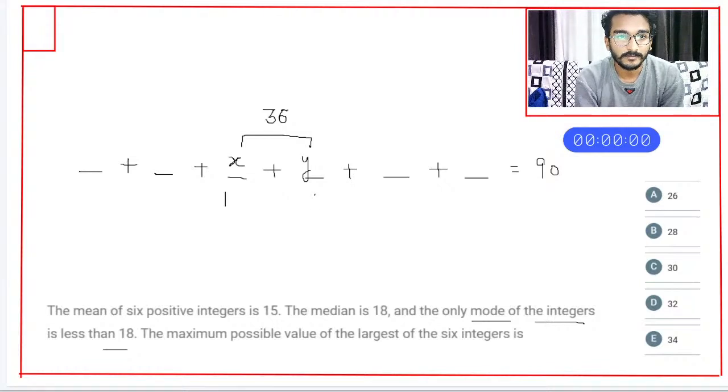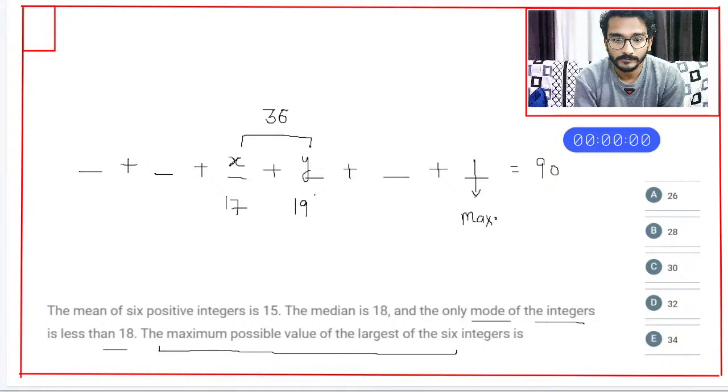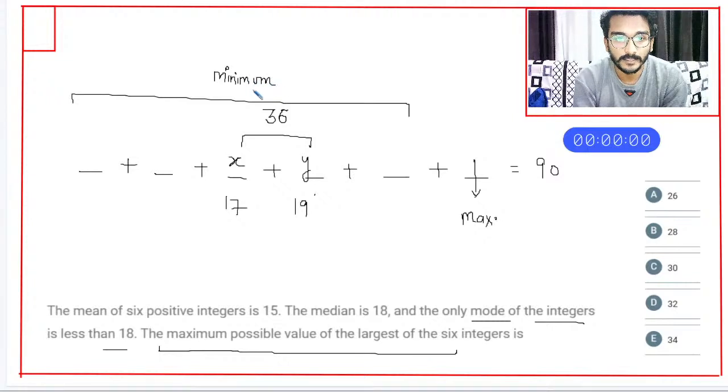So I'm just assuming the values as 17, 19. It can be anything. I'm not saying these are the values. But one thing is the question is asking us the maximum possible value. What is the maximum possible value of the largest integer here? So the maximum value can be found if all these other numbers are minimum. If all these numbers are minimum, then the maximum possible value can be made.